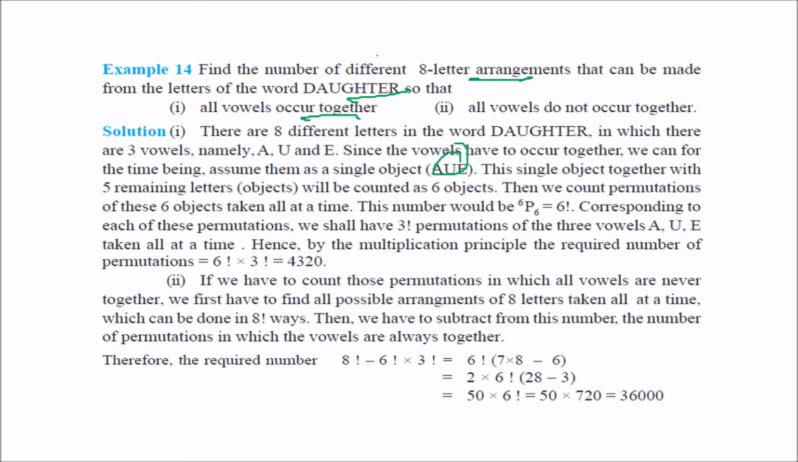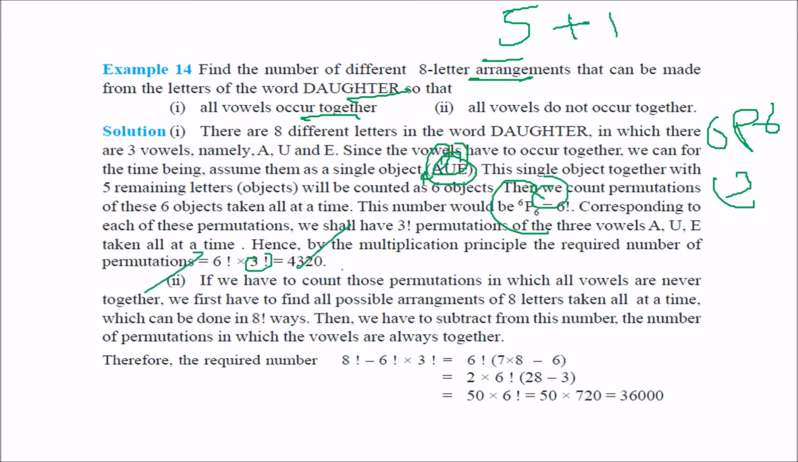What we'll do is, because we have to make different 8 letter arrangements, we have these 3 vowels and the rest are 5. So these 3 combined together, we will call it as 1. So this 5 plus 1, there are in all 6 objects, and you have to choose this from 6, so it will be actually 6P6. But these 3 can be arranged in factorial 3 ways. So 6P6, that is factorial 6, into factorial 3, that is 4320.